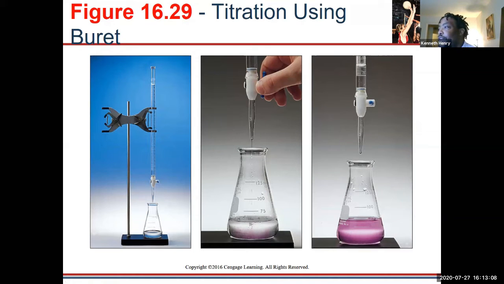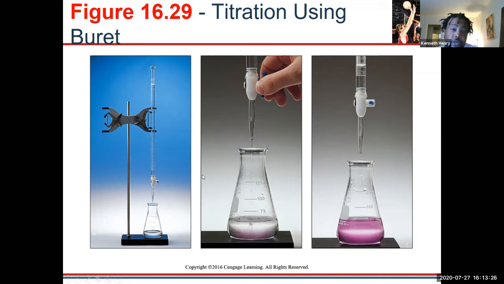Okay, all fair game. This here is called your stopcock. Stop giggling, I see it in your faces. The stopcock we use to control the volume that we're putting in.